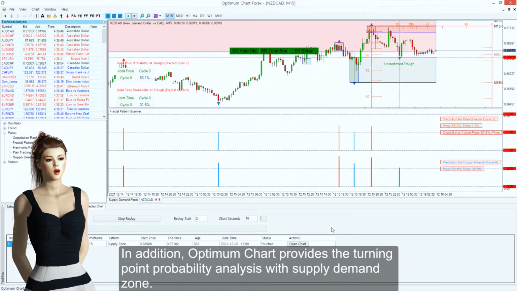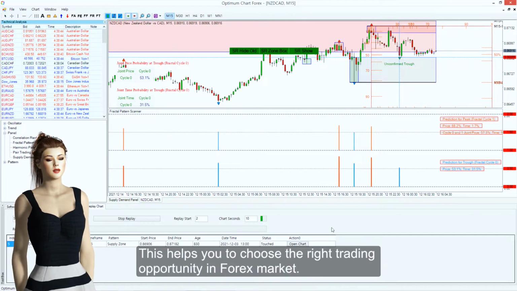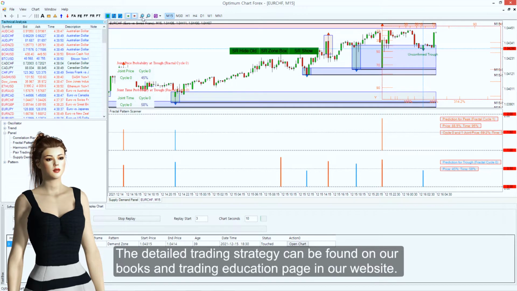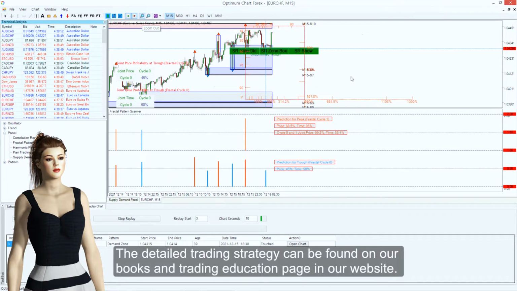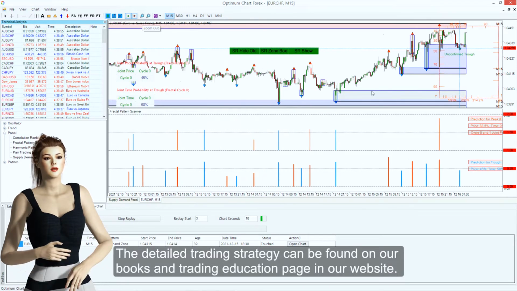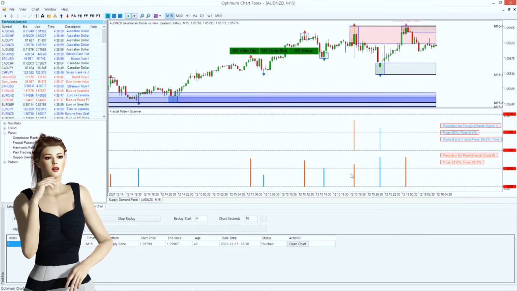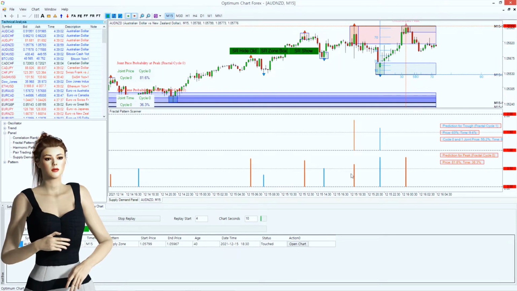In addition, Optimum Chart provides the turning point probability analysis with supply-demand zone. This helps you to choose the right trading opportunity in Forex market. The detailed trading strategy can be found on our books and trading education page in our website.